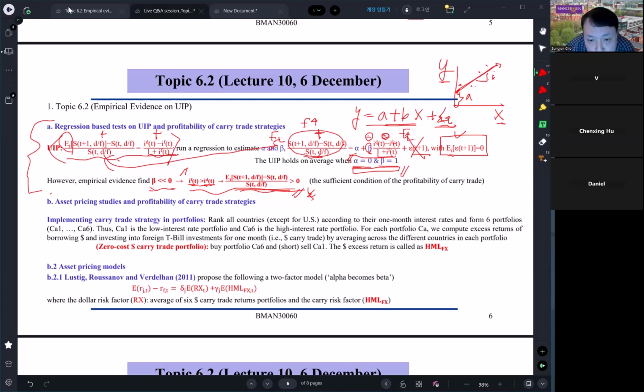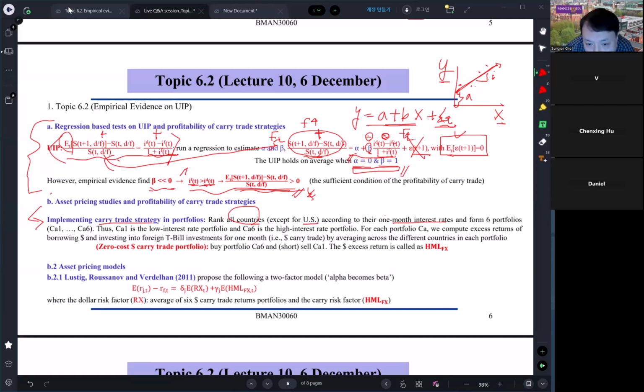So once you know that it's profitable to invest using the carry trade, how do you actually implement that? When you implement certain strategy, you have to use portfolio approach. So in order to do that, we talk about this one in the class. You need to rank all countries except for US according to, for example, 1 month interest rate. So this is for 1 month carry trade. If you use 3 months here, that's a 3 months carry trade strategy.